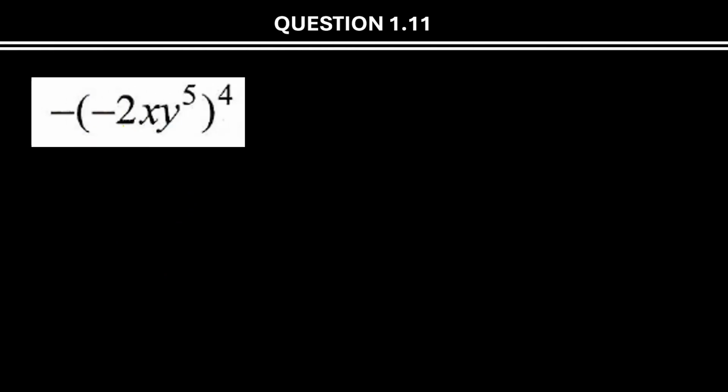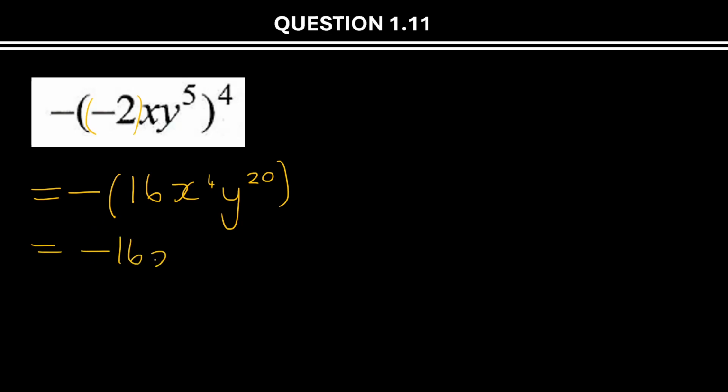For 11, again, don't make the mistake to multiply the minus in. So there's the minus, and then this -2 to the power of 4 is going to become positive 16, and then we have x to the power of 4, y to the power of 20, and that just simplifies to -16 x to the power of 4, y to the power of 20.